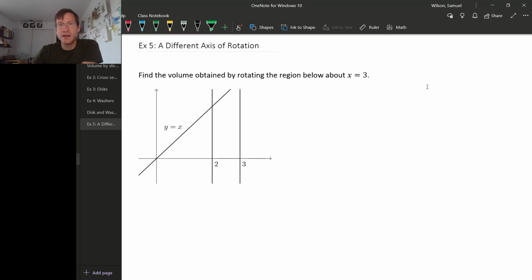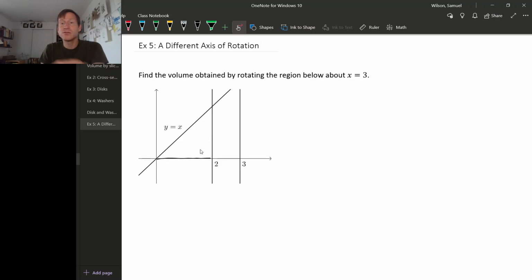Let's look at one more example of finding a volume using this cross-sectional area idea. So let's find the volume that we get by rotating this region below about the line x equals 3. So we're looking at the region enclosed by y equals x, the x-axis here, and the line x equals 2, so this vertical line. So we're rotating this triangular region down here.